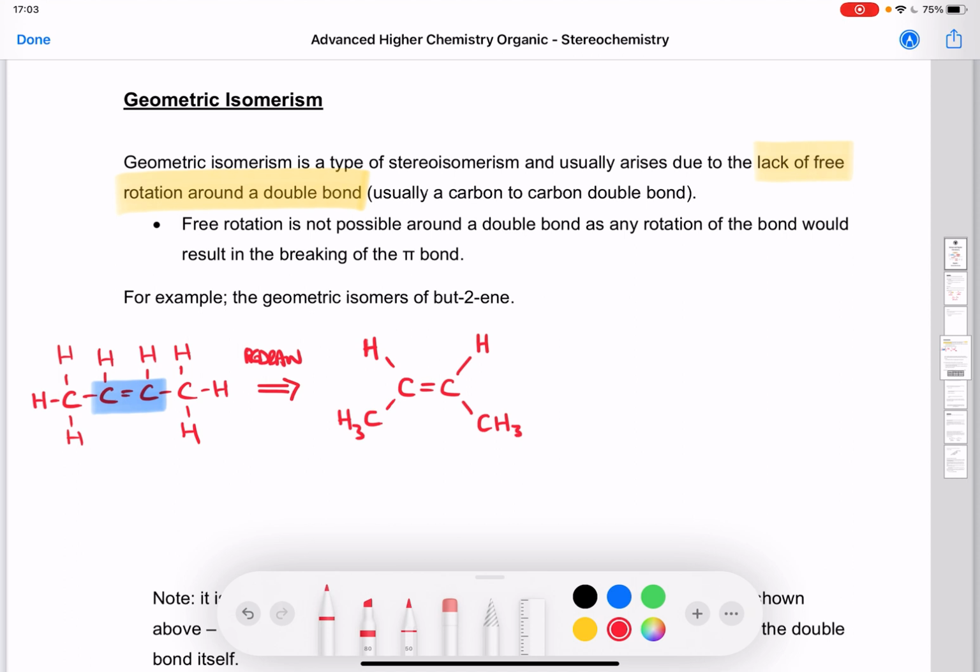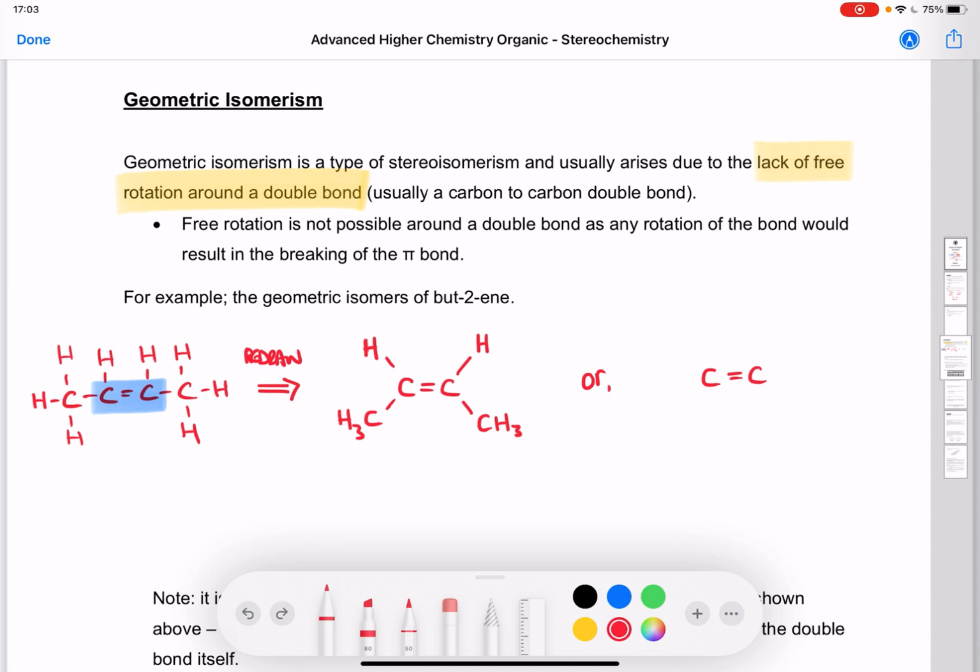However, that is not the only possible way that I could have drawn that. So let's look at the other possibility. I've decided, just based on the way that I've drawn this, to pop both of the hydrogens at the top of that molecule there. However, I could draw it so that one of the hydrogens is on the top and one of the hydrogens is on the bottom. So let me show you what that would look like.